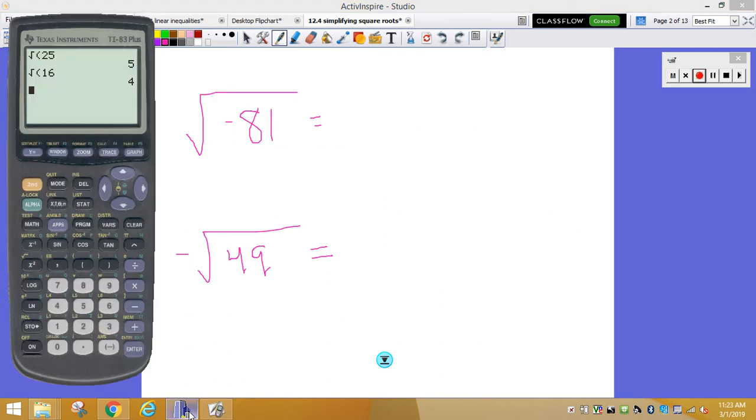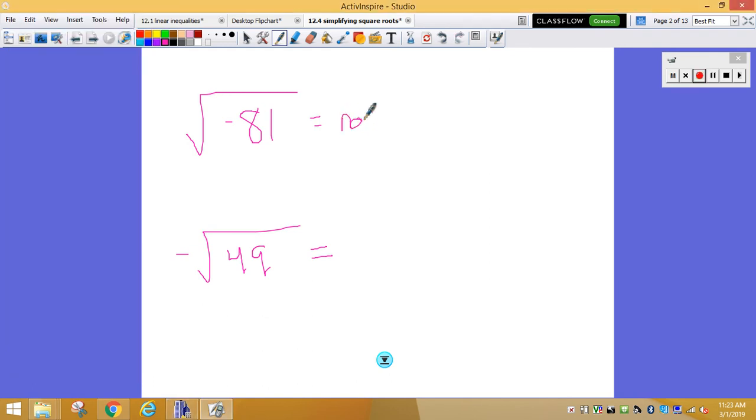Square root of negative 81. Well, let's try that. Square root of negative 81. It tells you there's an error, okay, because it's a non-real answer. You cannot have a negative sign inside of the square root. So this is not a real number. You can't have the negative on the inside.